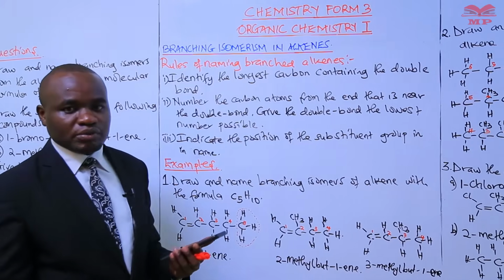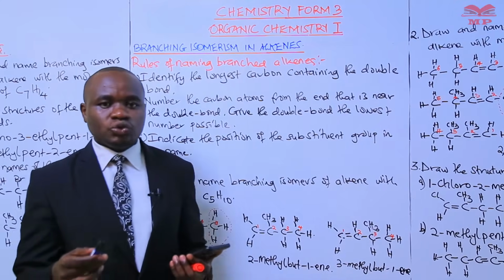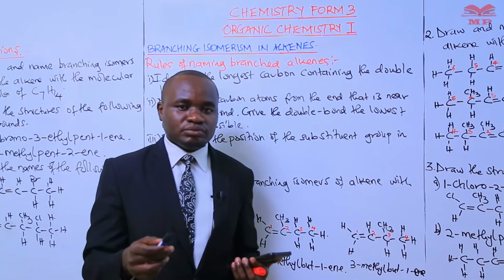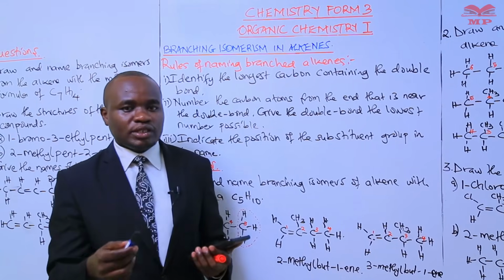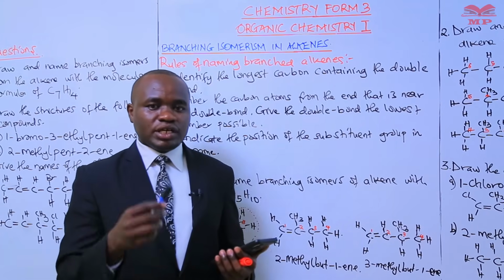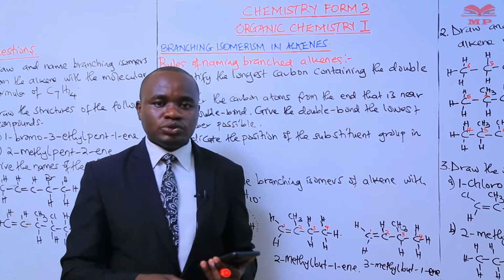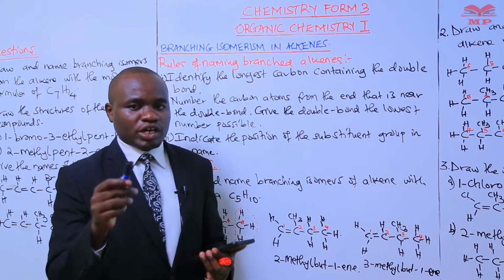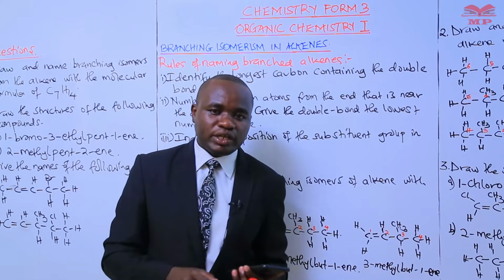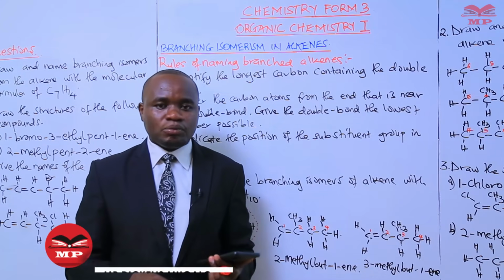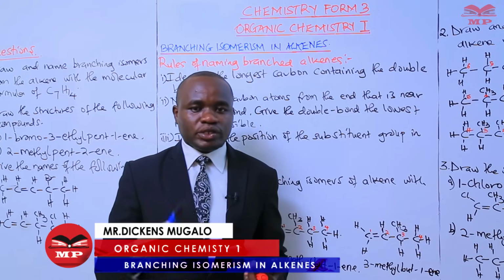So we have come to the end of our lesson. We have learned that alkenes also show branching isomerism. And that one means we have substituent groups that occur. And when giving the name of that branched isomer, it is good we follow the rules that we have learned earlier, that when giving the name, you start by numbering from the end that is near the double bond. So I believe if you do that, you should be able to answer a question that comes your way.